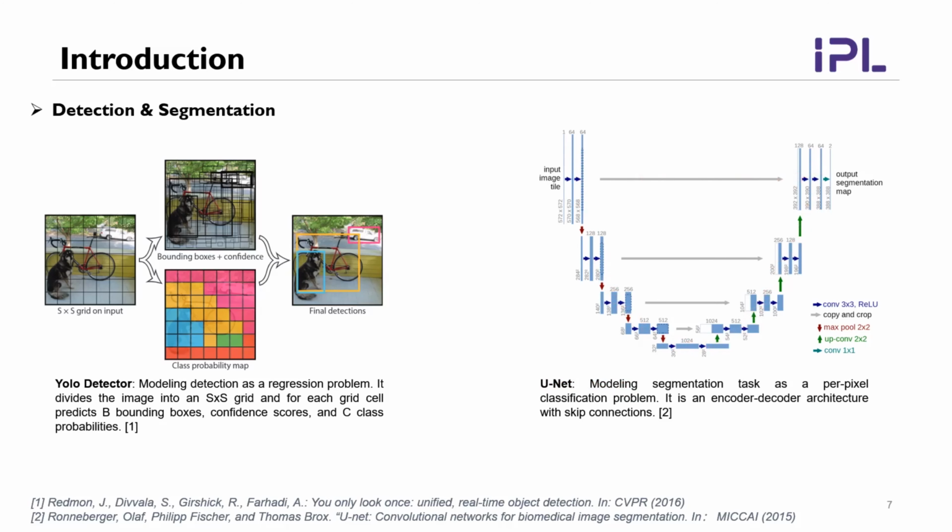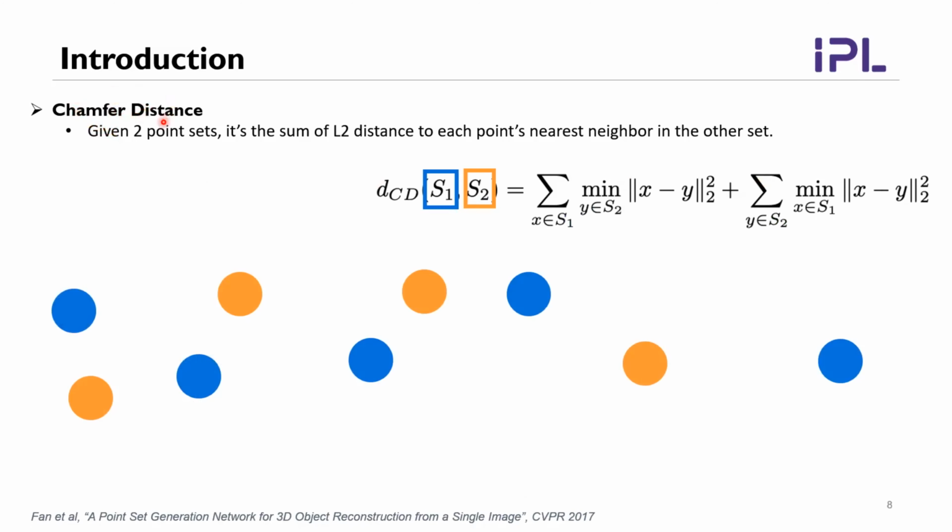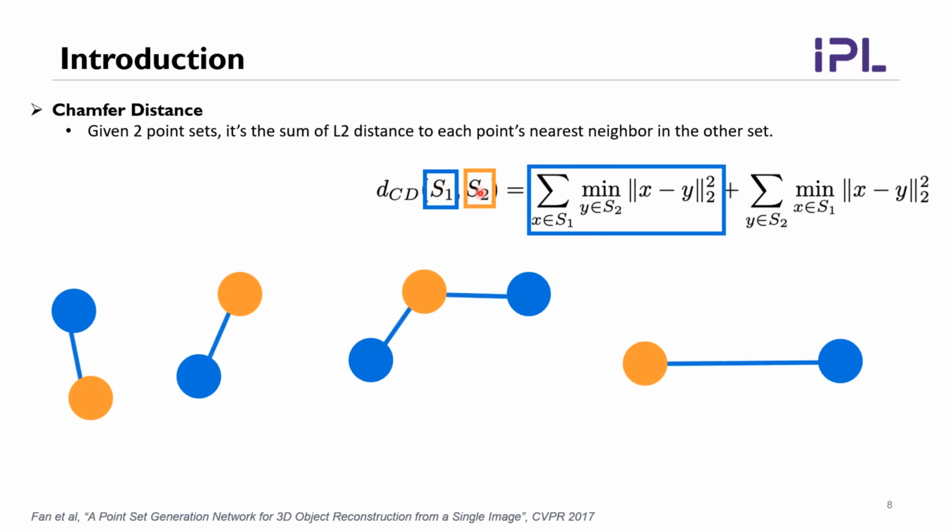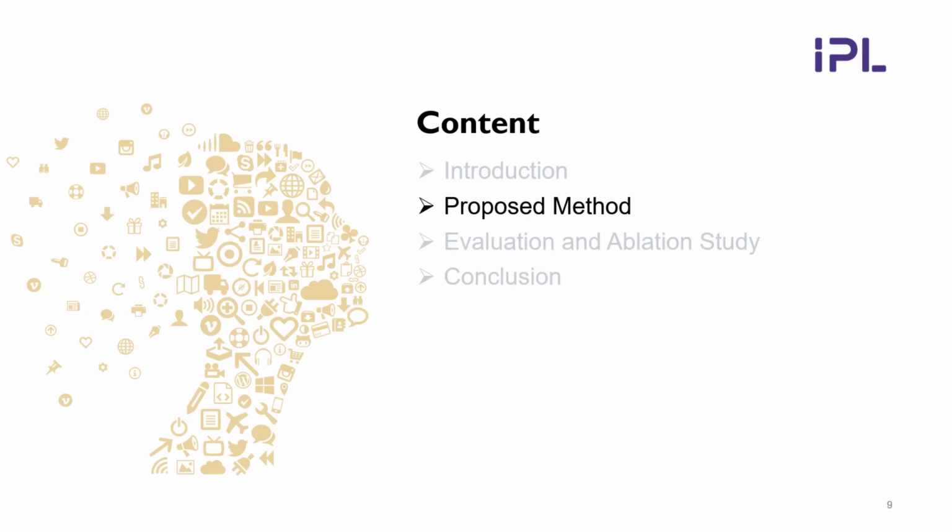We also use chamfer distance as a loss in our method. So let me introduce it here. Given 2 point sets, chamfer distance is the sum of L2 distance to each point's nearest neighbor in the other set. For example, S1 is the blue point set, S2 is the orange point set. The first term in chamfer distance is those blue distances, which represents that for each blue point, we find the nearest orange point and calculate the distance. And the second term is vice versa, which represents that for each orange point we find the nearest blue point and calculate the distance.